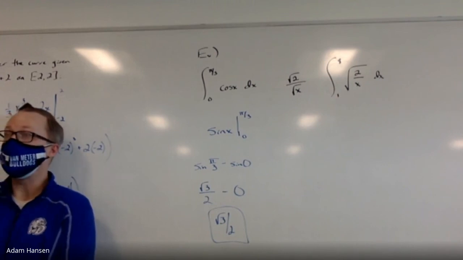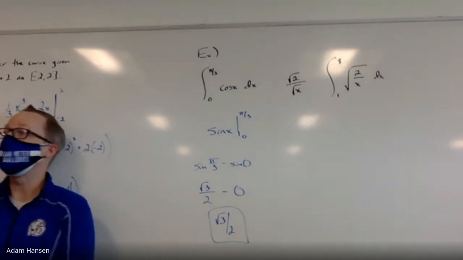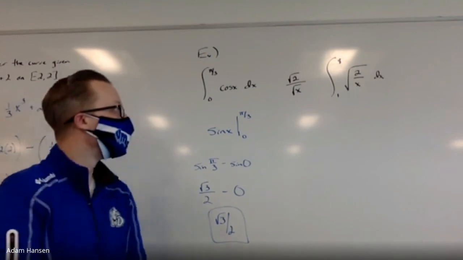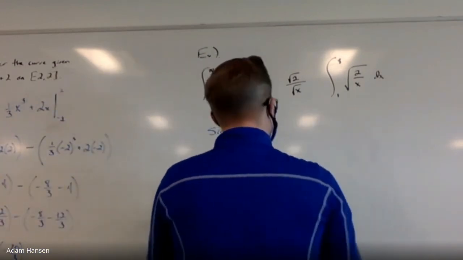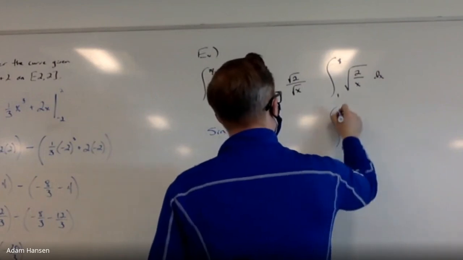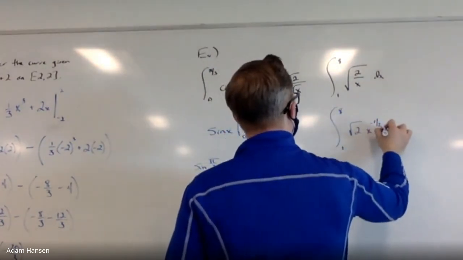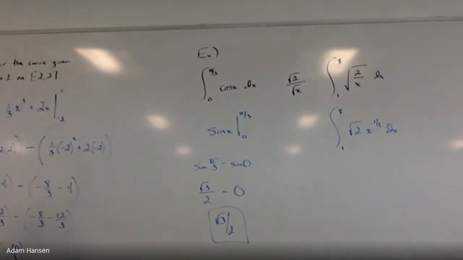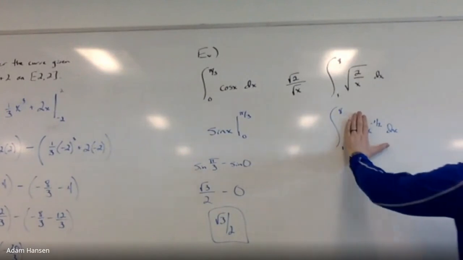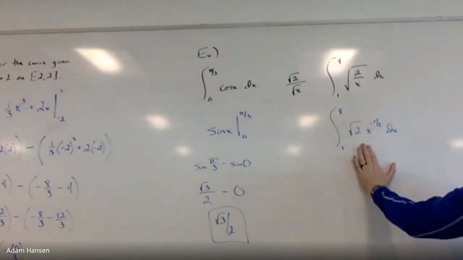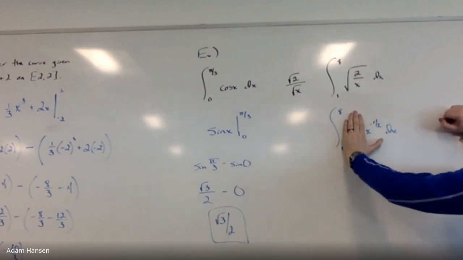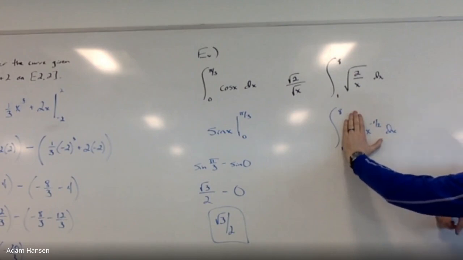So I'm going to rewrite a radical as a 1/2 exponent, and then make it negative to bring it up from the bottom. Sounds reasonable. Let's call this the definite integral, from 1 to 8, of the square root of 2 times x to the negative 1/2. What's the antiderivative of x to the negative 1/2? We've got a better form to take the antiderivative of now, so let's do it. Add 1 to the exponent: 1/2.